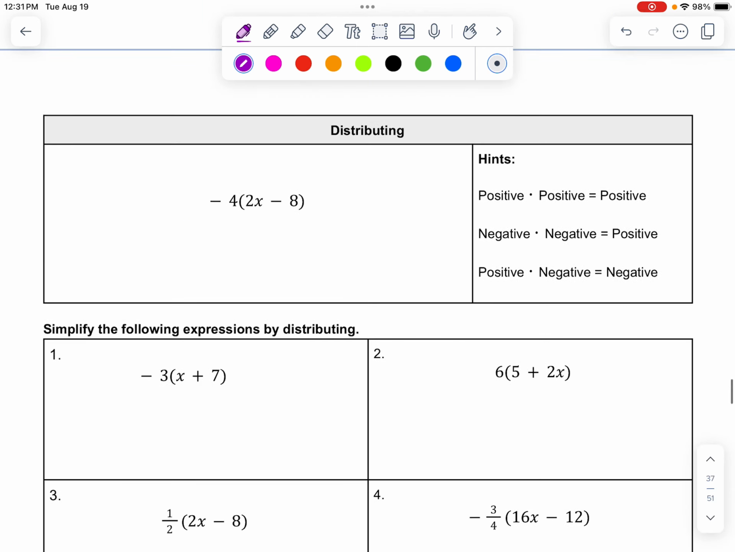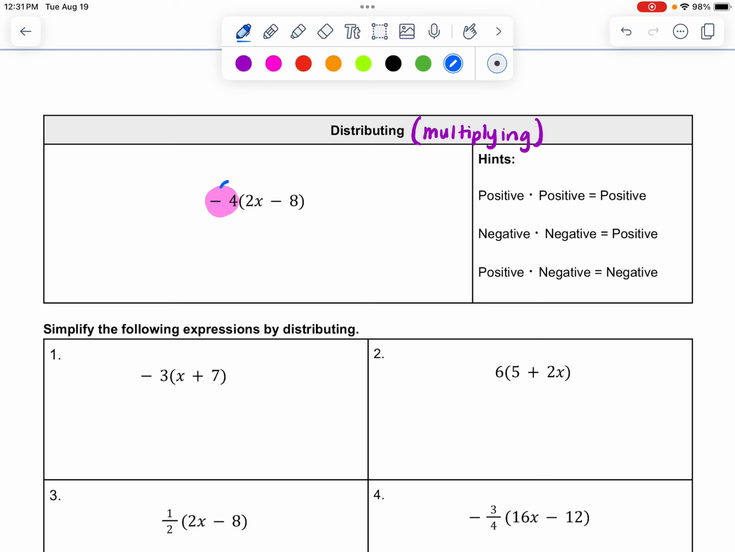Let's talk about distributing. When we distribute, what we're going to be doing is multiplying. So our operations here are always multiplication. We're going to take whatever number is on the outside of our parentheses, and we're going to distribute, which means multiply, by each of the numbers that is on the inside.